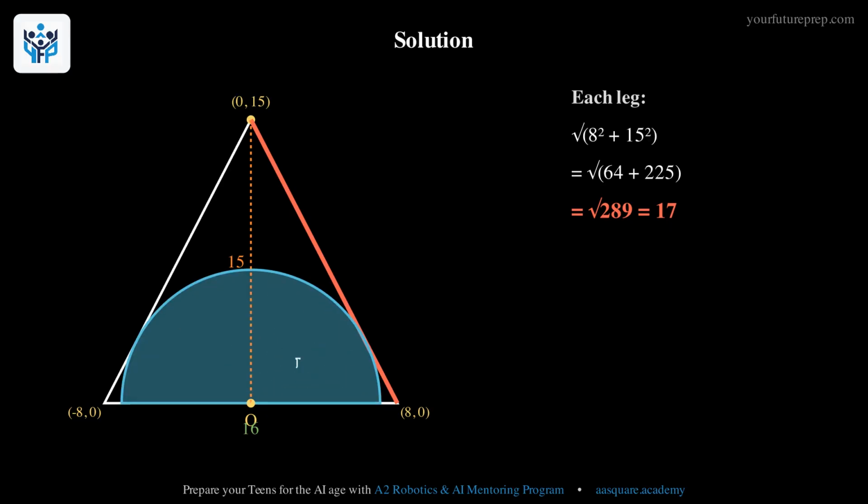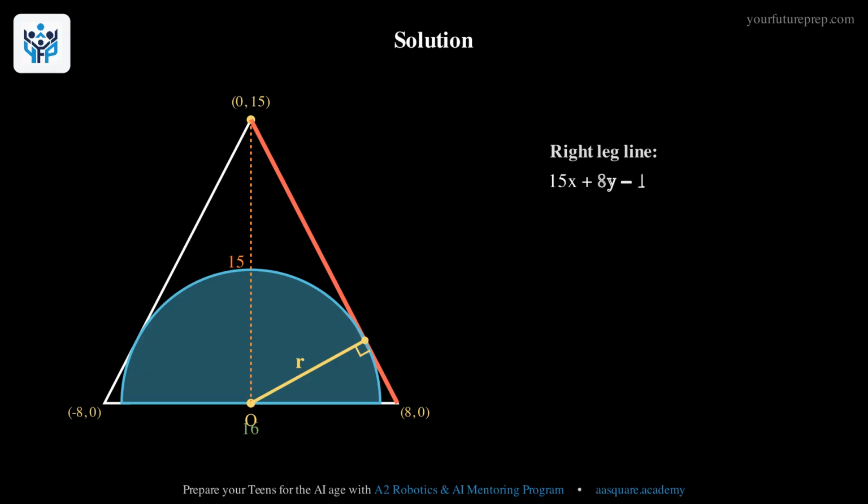Now draw the semicircle, centered at O with its flat diameter on the base. Because it is inscribed, it just touches each leg. At that touching point the radius meets the leg at a right angle. So the radius r is exactly the distance from the center O to the leg.